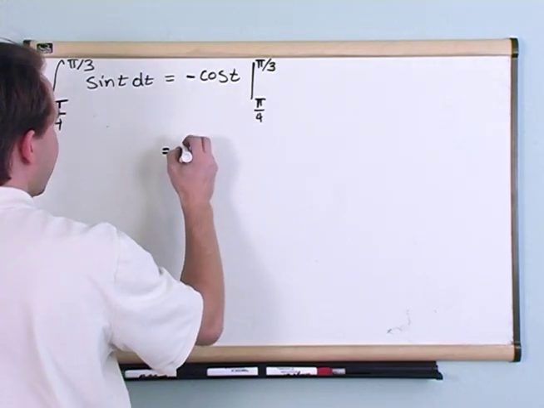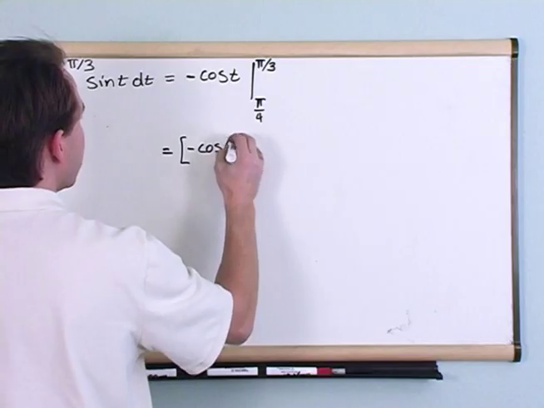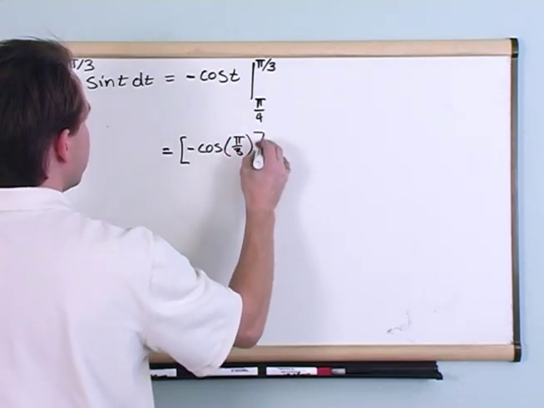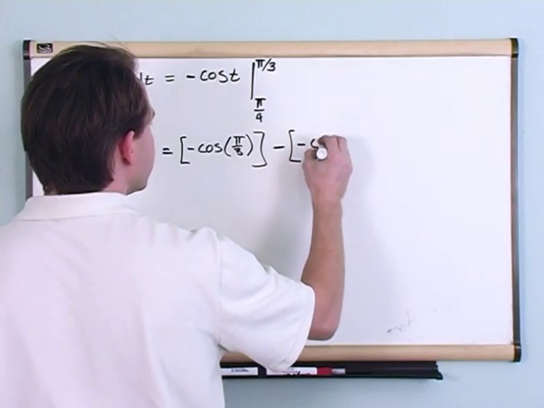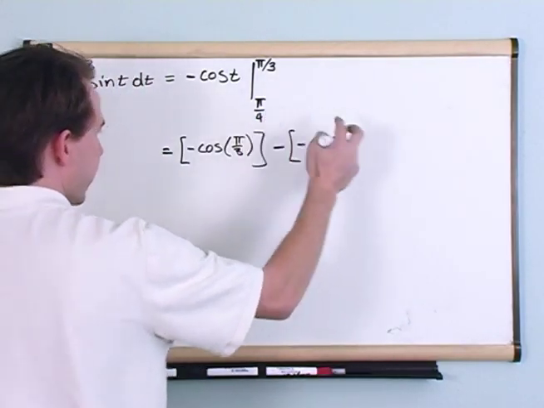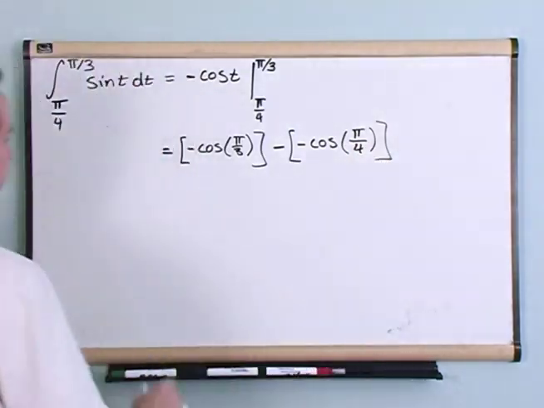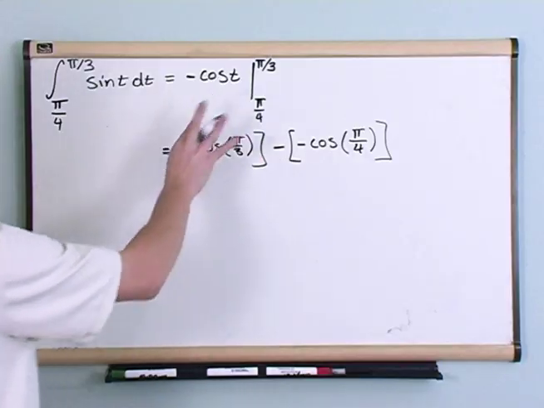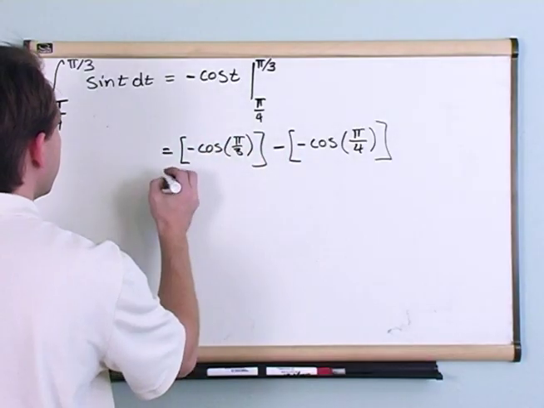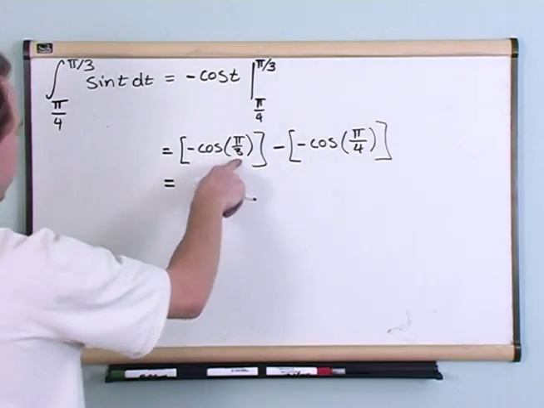So what you're going to have is negative cosine of pi over 3, that's the upper limit, minus negative cosine evaluated at the lower limit, which is pi over 4. Just like this. Now notice I was, again, very explicit. I carried my negative cosines inside. I didn't try to do anything in my head. I just wrote it down. Then I ask you the question, what is cosine of pi over 3?